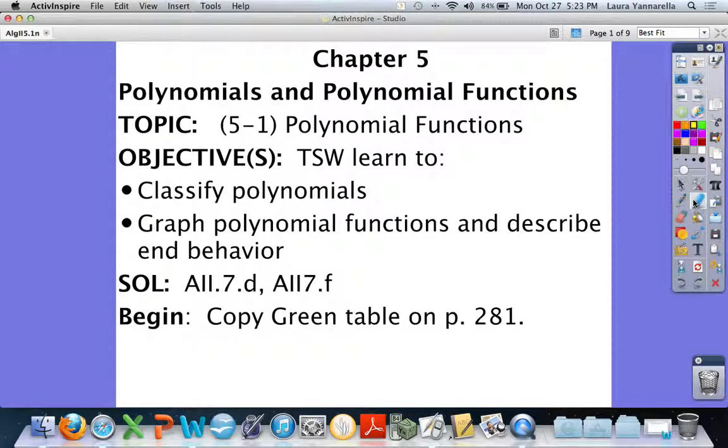Today we begin Chapter 5, and we're going to cover polynomial functions. What we're going to do is classify our polynomials, graph the polynomial functions, and describe end behavior based on turning points and degrees.